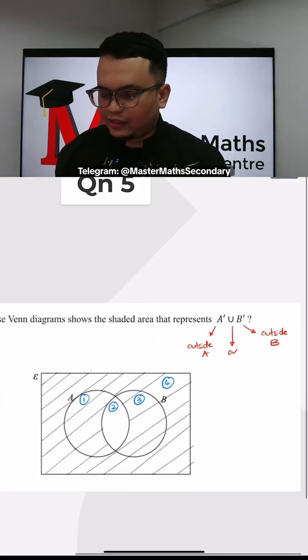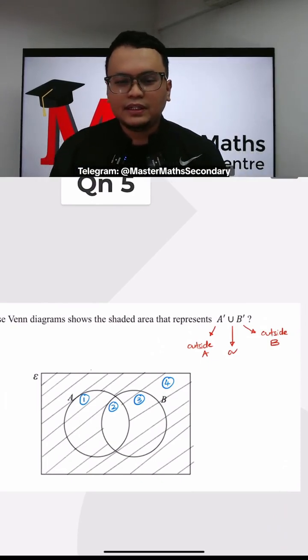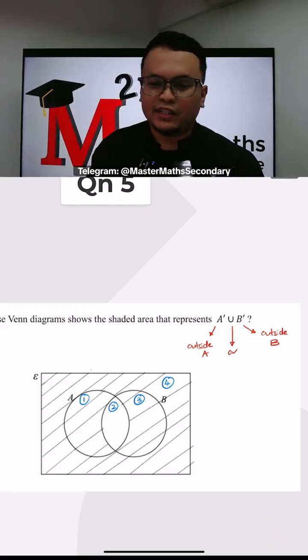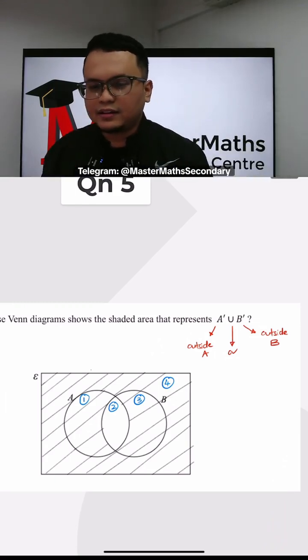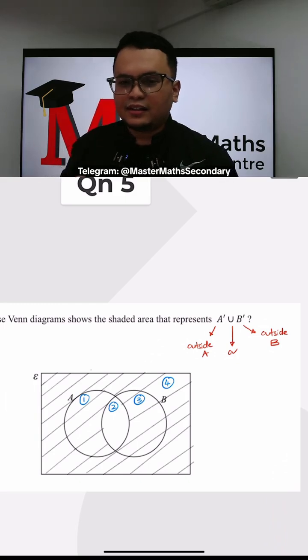And that's why the diagram is like that. We shade region 1 because it is outside of B. That's why we shade it. As long as you fulfill one of the conditions there, it's good to go. You can shade.